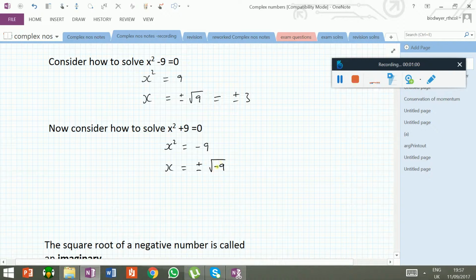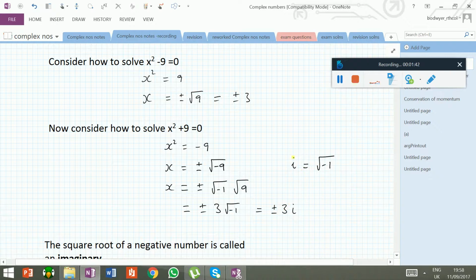Now, what we do is we introduce the idea of an imaginary number i, and we say that i is equal to the square root of minus 1. How we deal with it is we say x then becomes plus or minus, and we split that minus 9 into the square root of minus 1 times the square root of 9. When I multiply minus 1 by 9, I get minus 9. Now the square root of 9 is 3, so we've got plus or minus 3 times the square root of minus 1. And that would then be equal to plus or minus 3i, if i is the square root of minus 1.